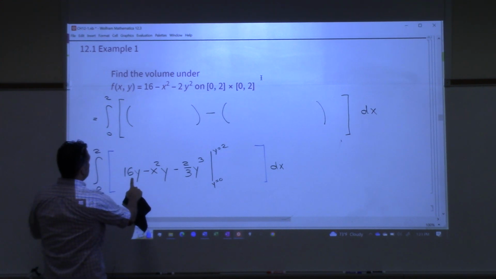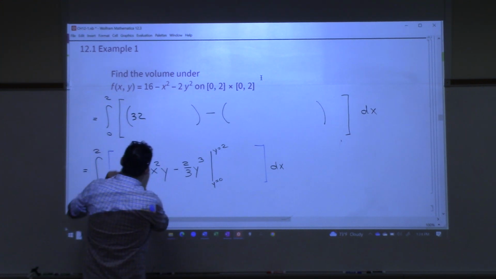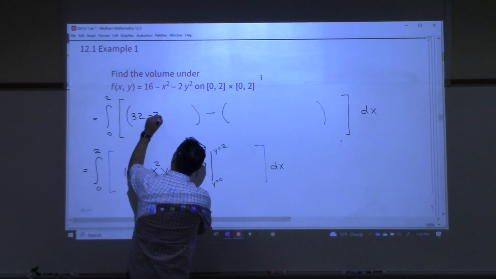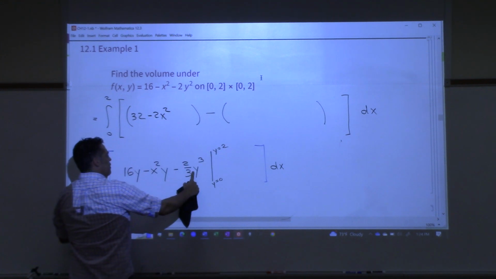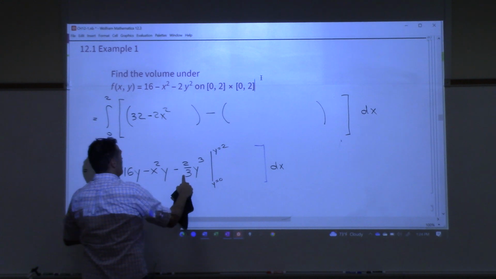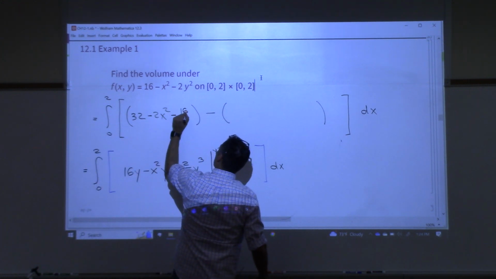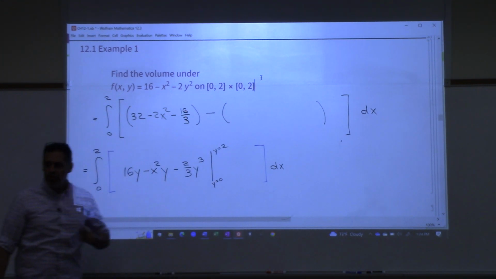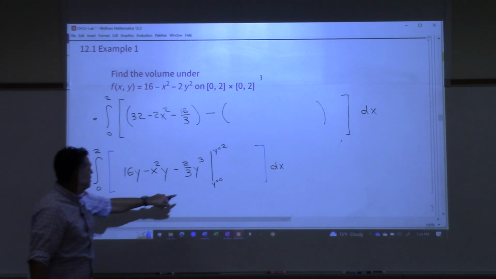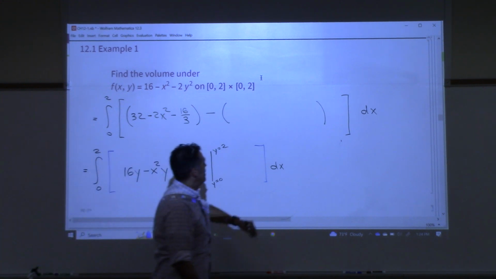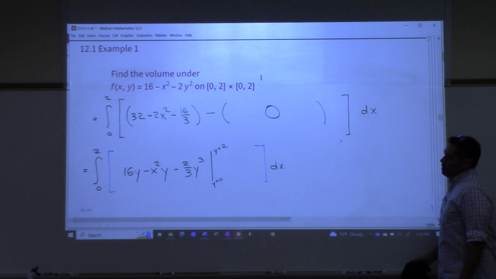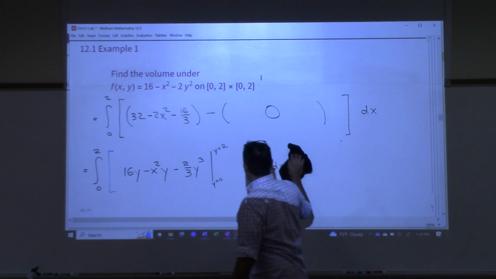Let's see, we get 32. And then minus, we're plugging in 2 for y, so minus 2x squared. And then 2 for y, here we get 8. And then times 2, 16 divided by 3, so 16/3. Okay, that's plugging in 2 for y. And then when we plug in 0 for y, it kills everything off and we're happy. Next line.